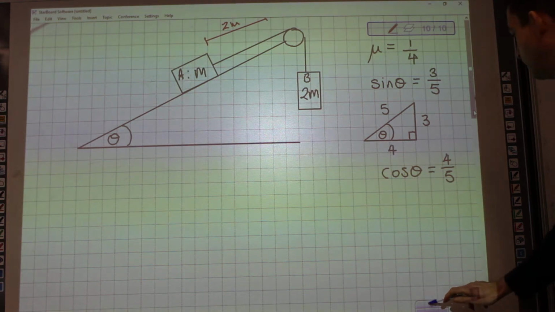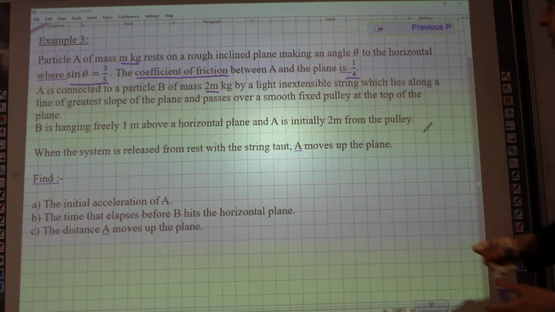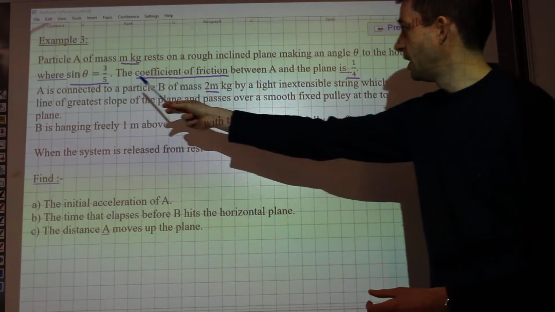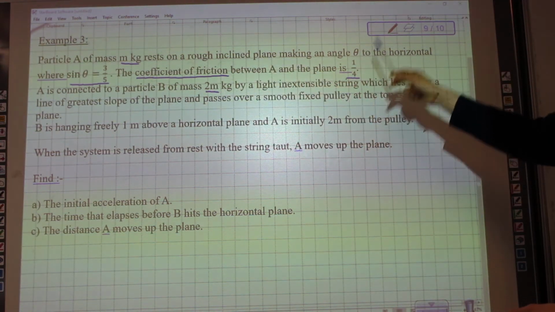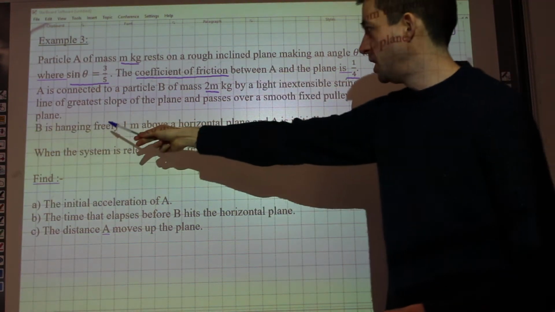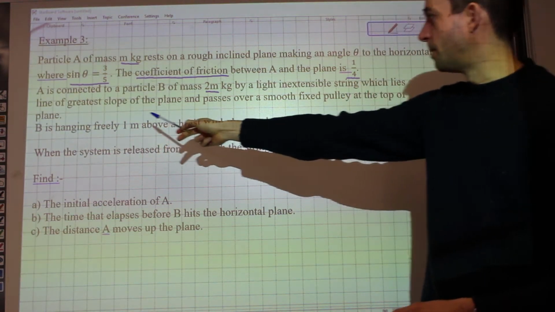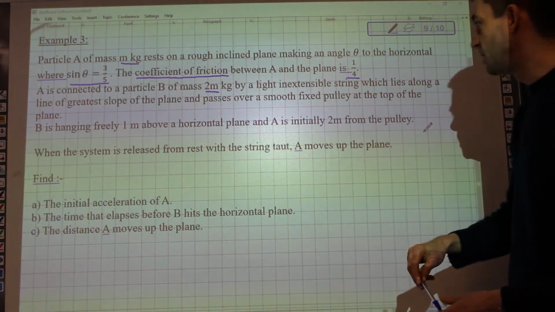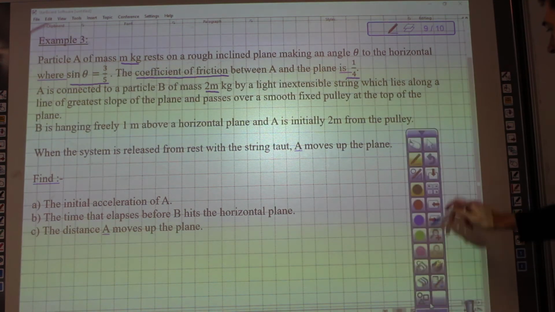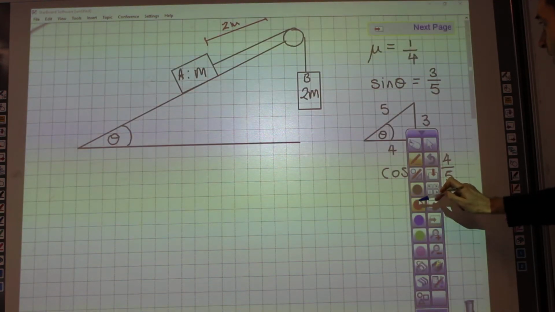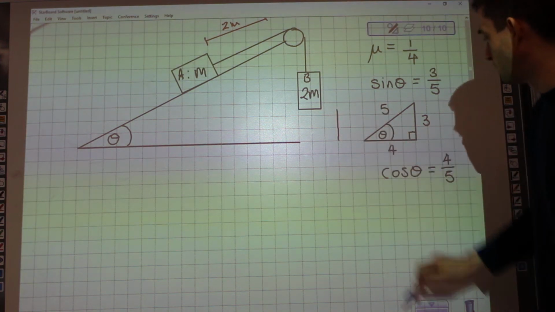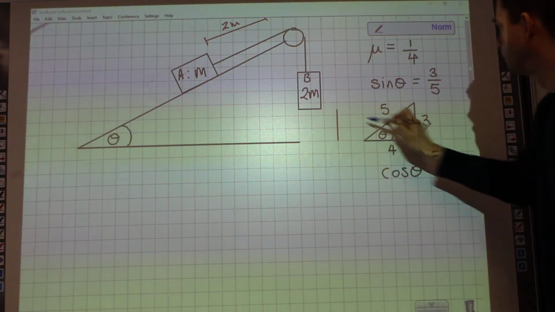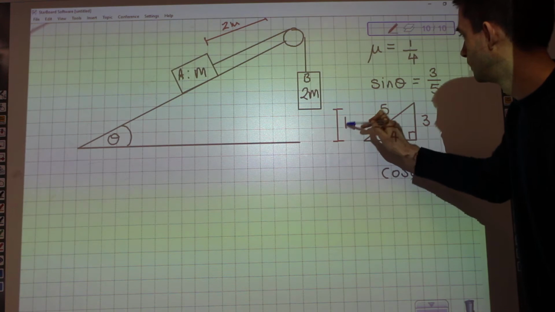Okay. Right, quick glance back at the question. A is connected to a particle B of mass 2m kilograms by a light inextensible string. We've done all that. B is hanging freely 1 metre above a horizontal plane and A is initially 2 metres from the pulley. So let's get that onto our diagram, the fact that B is 1 metre above the ground initially.